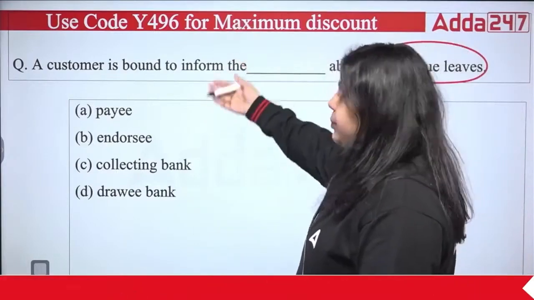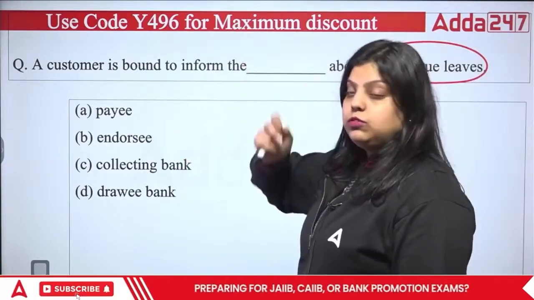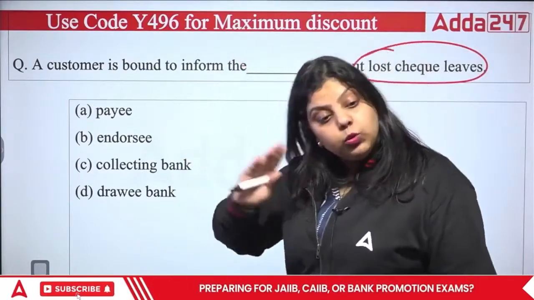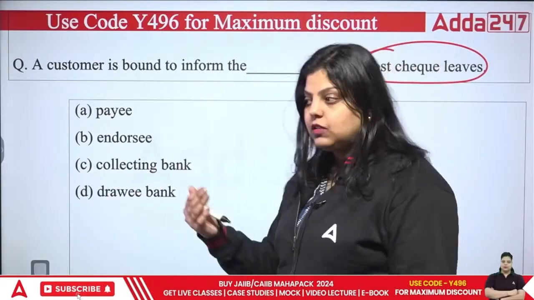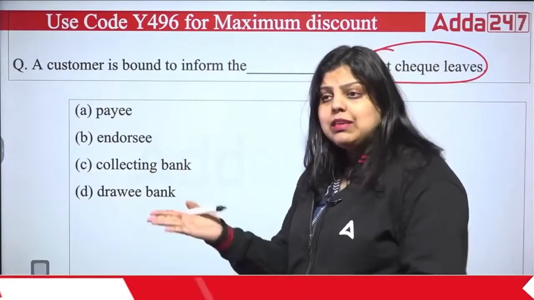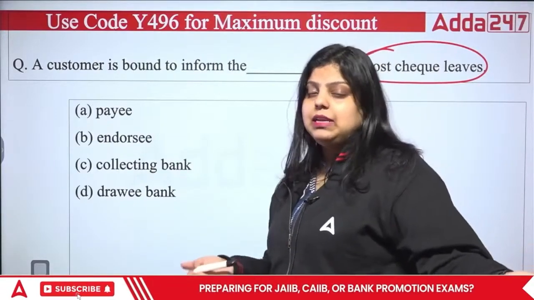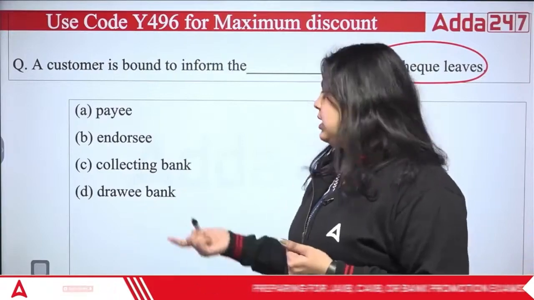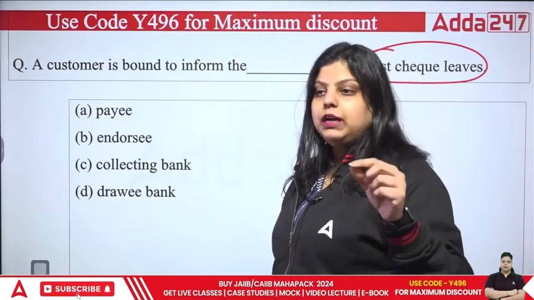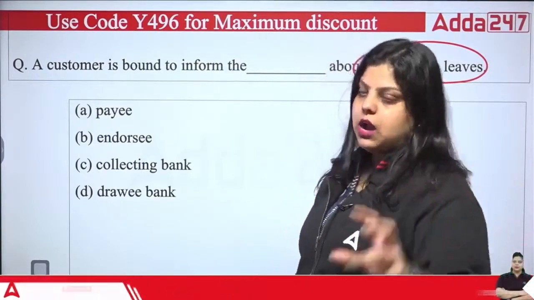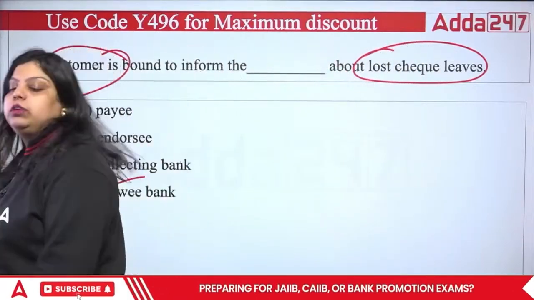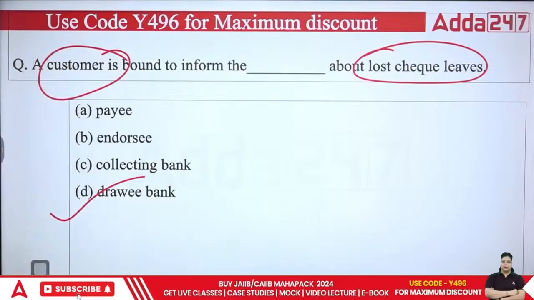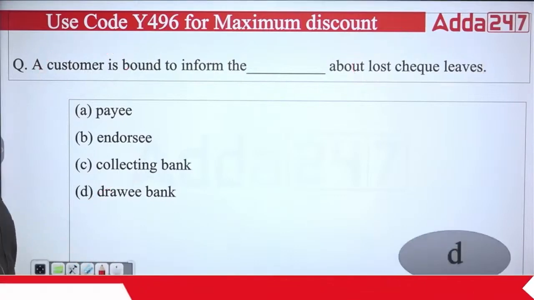The payee means the receiver, the person who receives money. The endorsee means the person to whom the check was endorsed by another person. The collecting bank is the bank accepting the check. It's not always the collecting bank that will be paying the money. The collecting bank is simply accepting the check, and the drawee bank is the bank actually paying money from the account of the customer. So to whom does it have to be informed? It has to be informed to the drawee bank. So your right answer will be D.